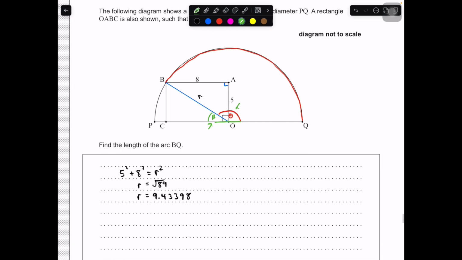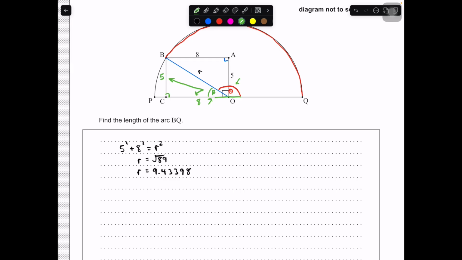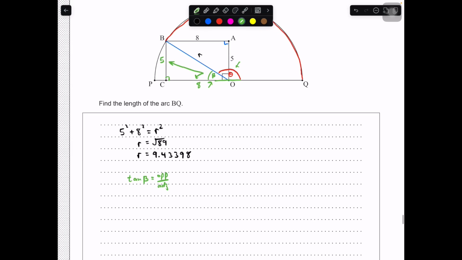So, what do we have? We know that this is 5 right here, and this is 8 because it's a rectangle. We've got a right angle triangle, and we've got an opposite and an adjacent. So if you remember SOHCAHTOA, we've got opposite and adjacent. We're dealing with tan. Tan, in this case beta, is equal to opposite over adjacent. Let's fill in some of that now. Tan beta is equal to opposite of 5, adjacent of 8.